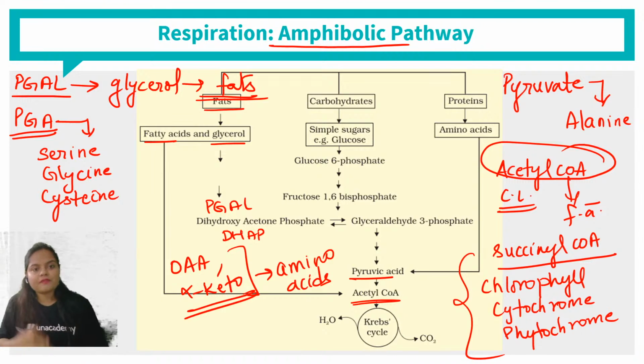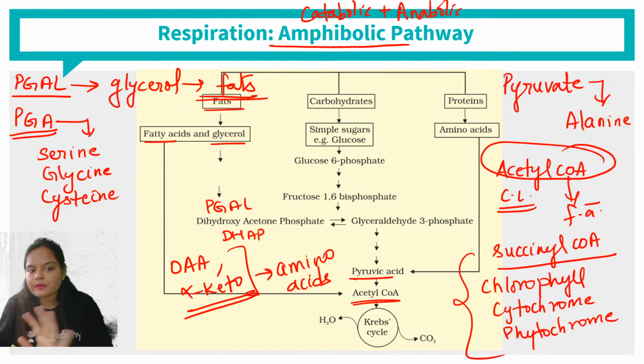Okay, and that is why we call respiration an amphibolic pathway, because the intermediates of respiratory pathway are involved in the anabolic reactions. And what is amphibolic? When the catabolic and the anabolic reactions, both types of reactions, are taking place. This is amphibolic, right? So this is the reason why respiration is termed as an amphibolic pathway. I hope this point is clear.